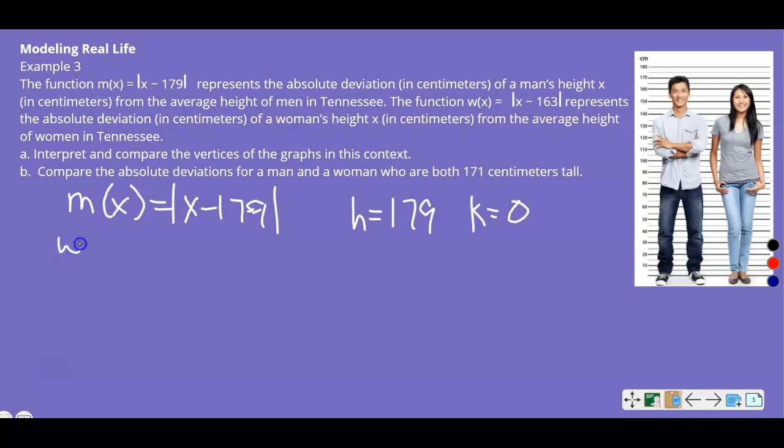For women, we can conclude that it's also in vertex form. And the 163 would be our height. And our k would be 0 as well. So again, that would be our vertex on the graph. So if you wanted to graph these, you can use your calculator to graph an absolute value function.